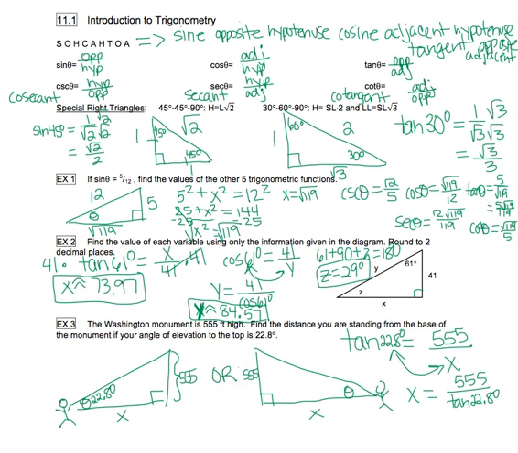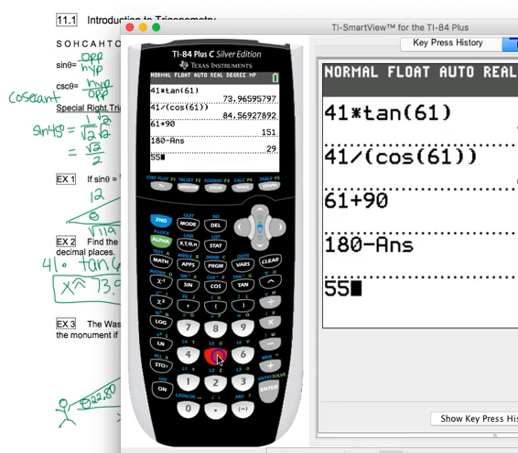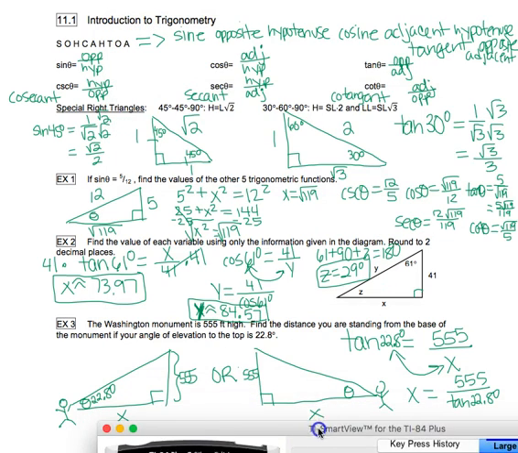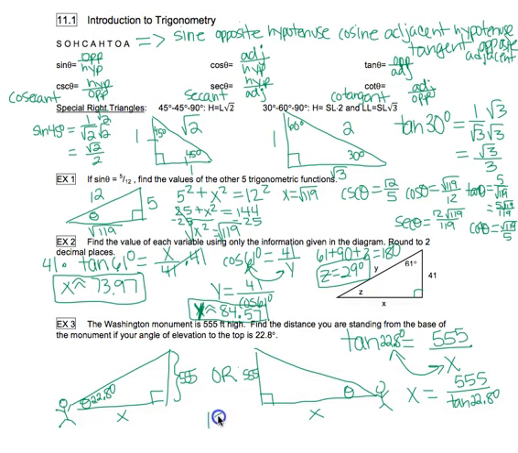So in my calculator, 555 divided by, parentheses, tangent 22.8, double close parentheses, enter. And we get 1,320.29 feet. I know to use feet because feet was the label here.